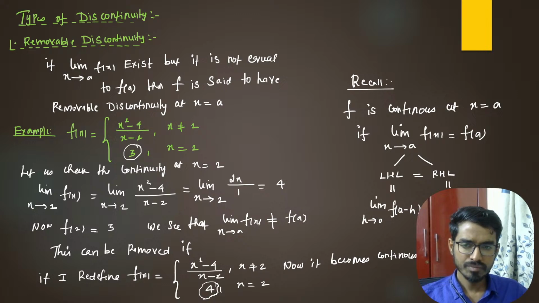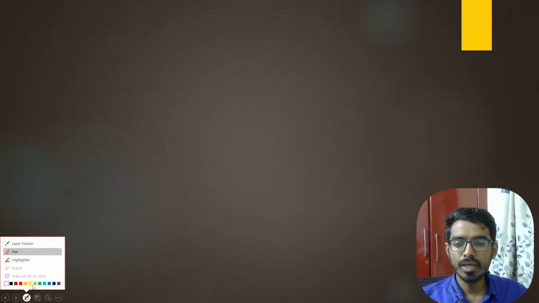If I redo it like this, then this type of discontinuity can be removed if I redefine the function, right? Now, the second type of discontinuity is called... so what is removable discontinuity? Limit existed, function value also existed, but they are not equal. That is called removable discontinuity.